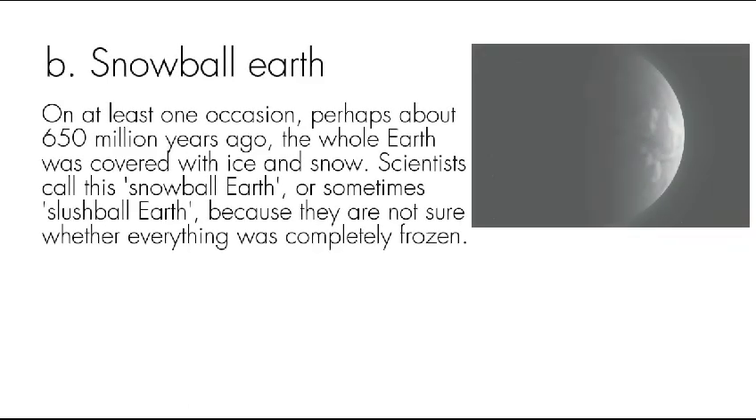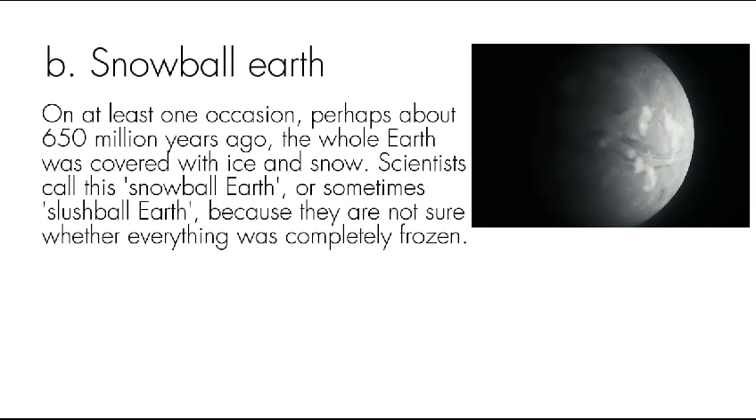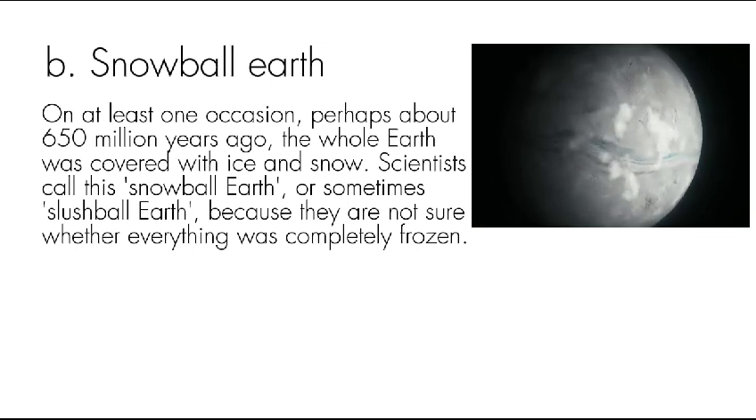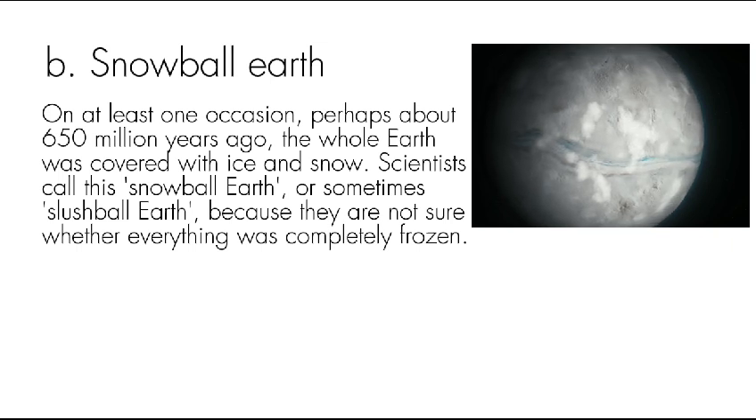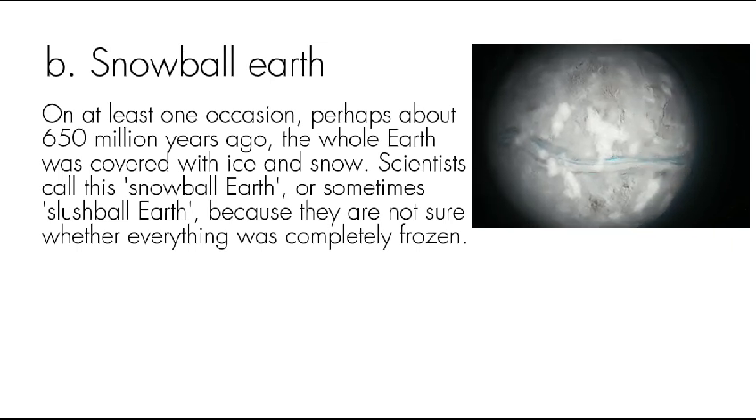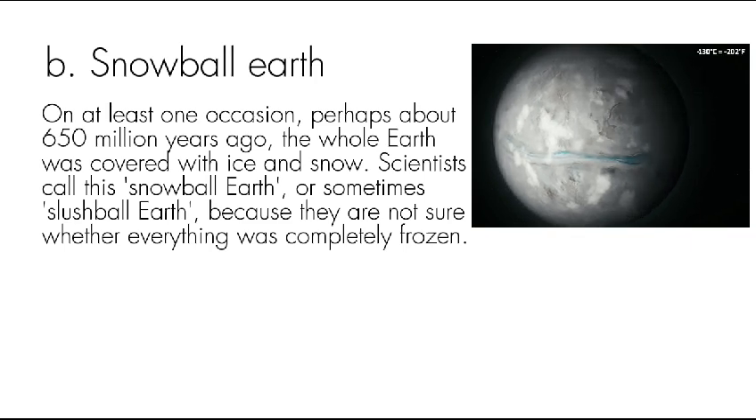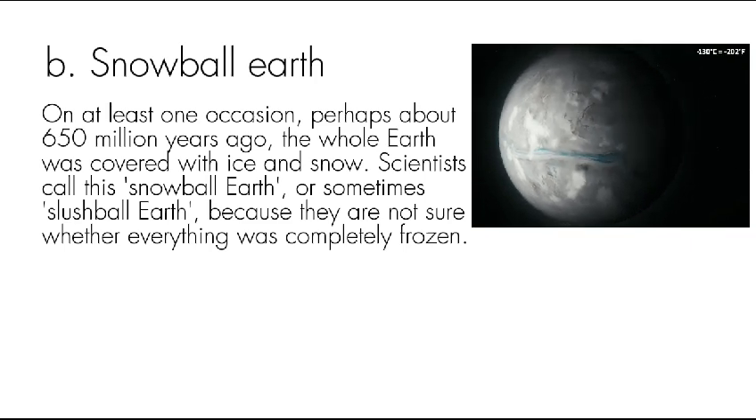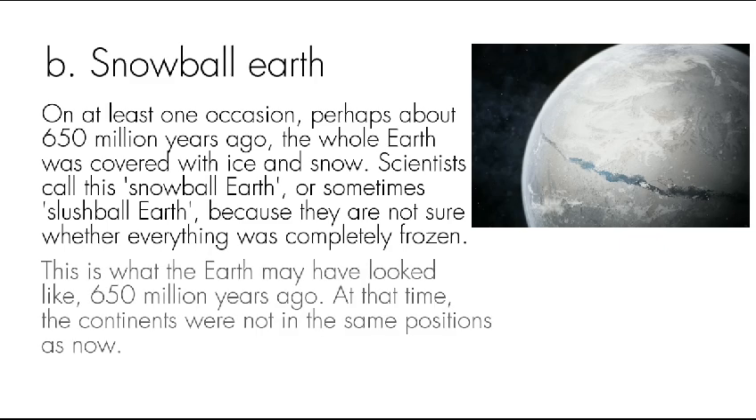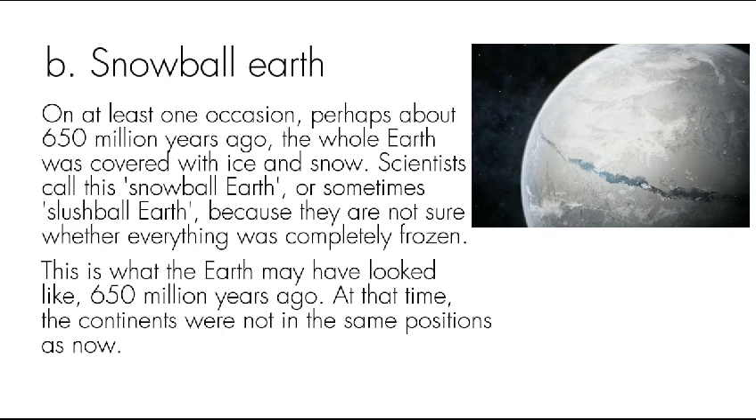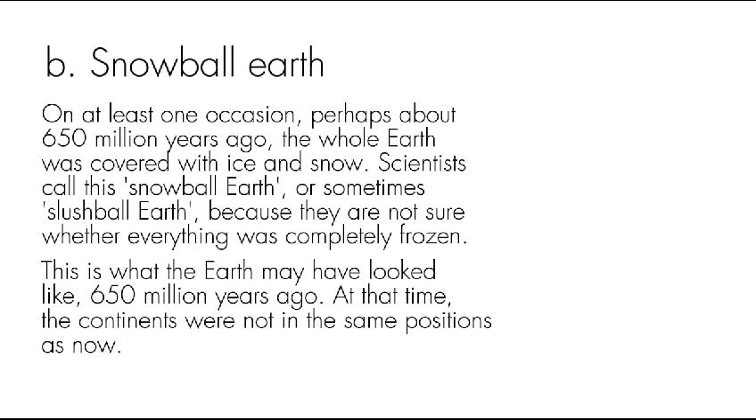B. Snowball Earth. On at least one occasion, perhaps about 650 million years ago, the whole Earth was covered with ice and snow. Scientists call this snowball Earth, or sometimes slushball Earth, because they are not sure whether everything was completely frozen. This is what the Earth may have looked like 650 million years ago. At that time, the continents were not in the same positions as now.